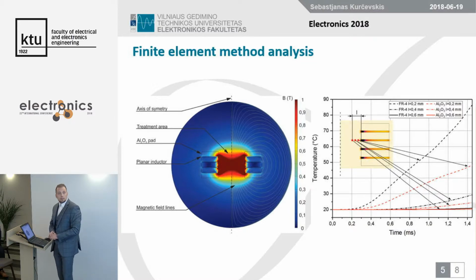At this slide, we can see the finite element method analysis. We can see the axis, the treatment area, the planar inductor, and the magnetic field lines. Everything was made with COMSOL. In this part we are raising everything to 1 Tesla. In the theoretical part we can raise it up to 10 Teslas, but right here we will use only up to 1.